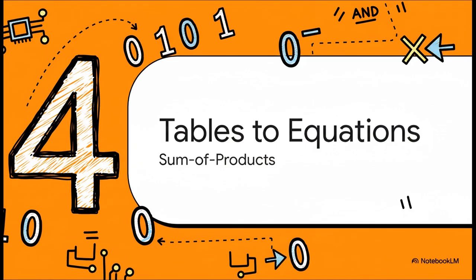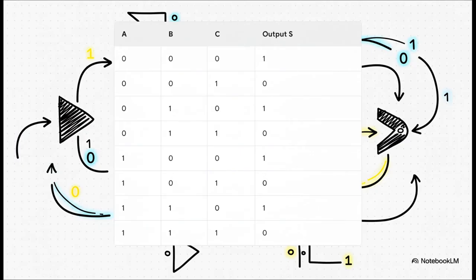Now, here's where it gets really powerful. What happens when we start chaining these things together? Well, it turns out, with just not, and, or, you can literally build a formula to solve any logic problem you can think of, no matter how complicated it seems. Just take a look at this truth table here. We've got 3 inputs, A, B, and C, and this one output, S.